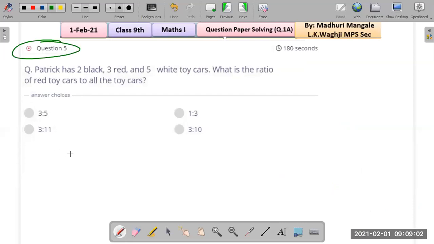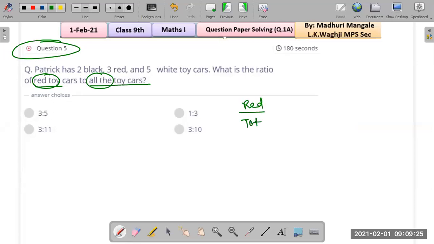Question number 5. Patrick has 2 black, 3 red, and 5 white toy cars. What is the ratio of red toy cars to all the toy cars? Again, a very easy question. Red toys to all toy cars. So red to the total. What is red over total?